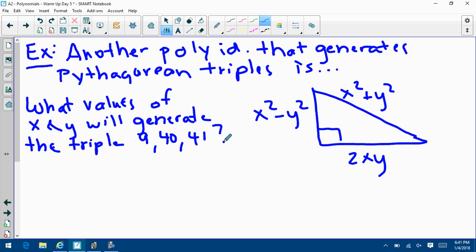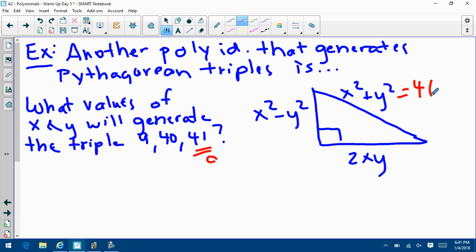Okay, so 9, 40, 41 is a valid Pythagorean triple. If you do 9 squared plus 40 squared, you'll get 41 squared. So it works. If I want to find out what values of x and y will make these, it's kind of like going backwards from the last one. So 9, 40, and 41, which one of those has to be the hypotenuse? This one. This one is definitely C. So x squared plus y squared definitely has to equal 41.